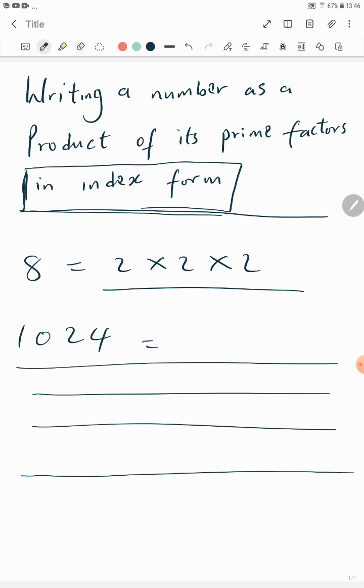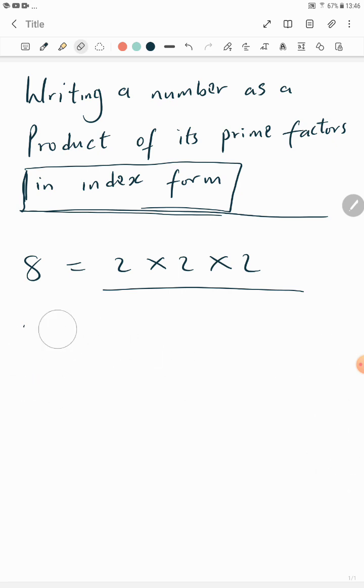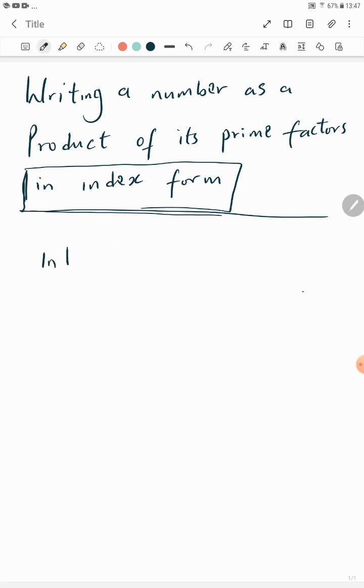You see, it may really make sense that that's the answer, but that's not smart enough. So a smart way of writing numbers as a product of their prime factors is when we express them in index form. Now let's explain the background knowledge. What do we mean by index form? What do we mean by the word index? The word index actually refers to power, or exponents.